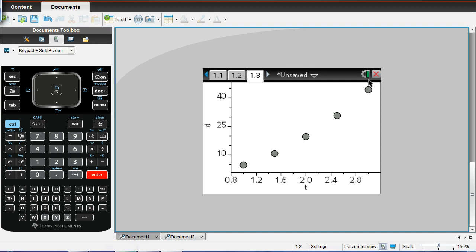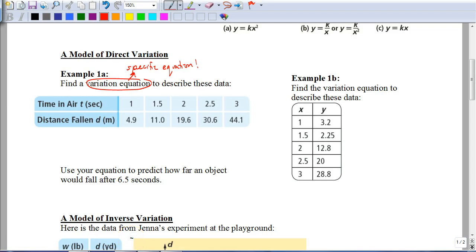Let's go back to our notes. But remember, we're not using y and x, we're using t and d. You want to make sure that you set this up correctly. So we know that it's going to be in this form, but again, instead of y and x, we're going to use d and t. So our general form would be d equals k times t squared.